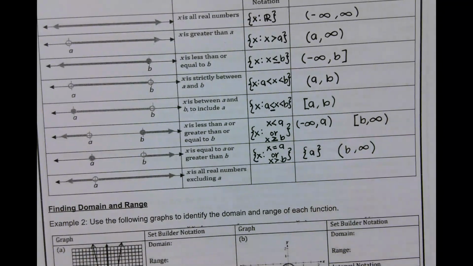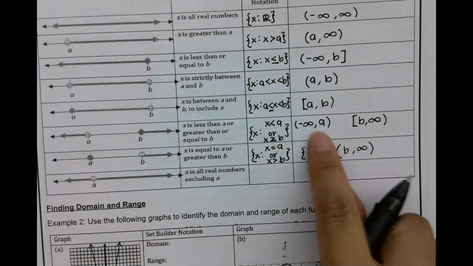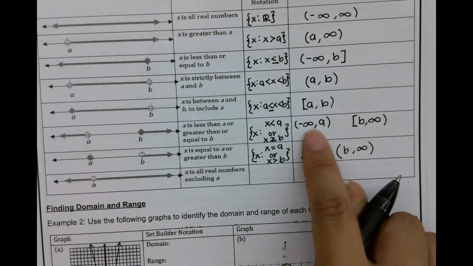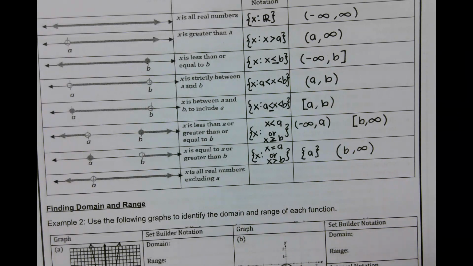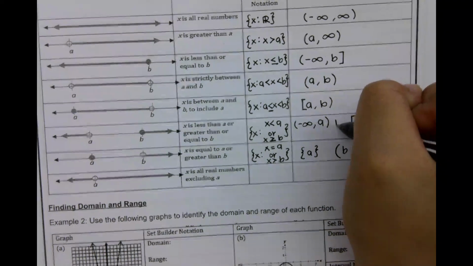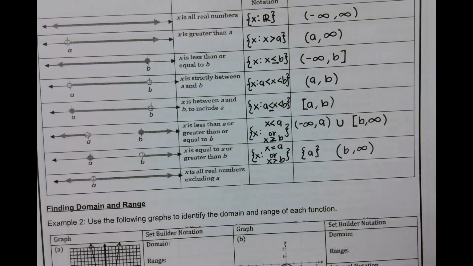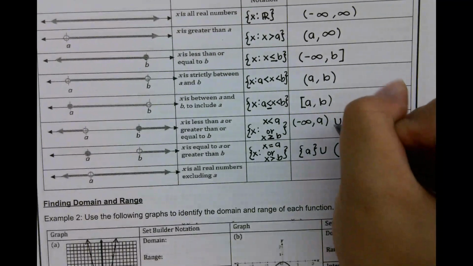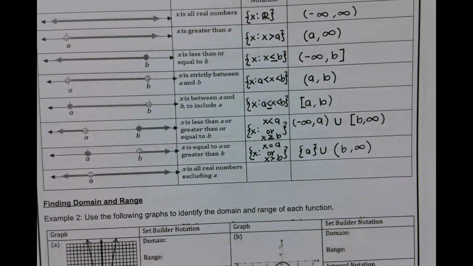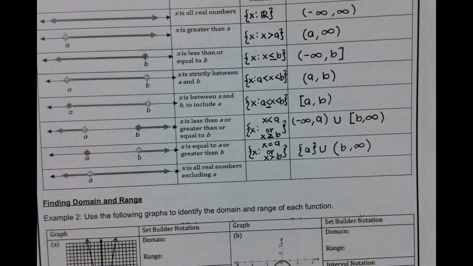So if you see on these two, I have two intervals or two sets. To show that they're both included, I'm going to use a union. So whenever you have more than one of these intervals, you're going to connect them with a U for union.